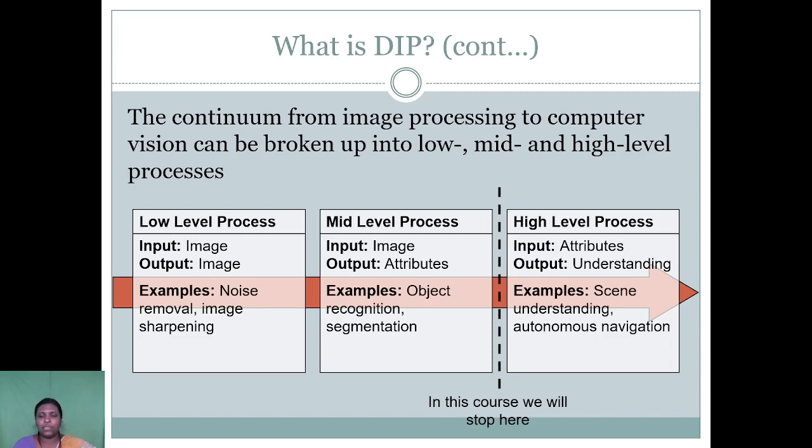And the third one is the high-level process. Here the input is attributes and the output is understanding. Here you have scene understanding or autonomous navigation. In navigation, you use this high-level process. In this course, we will stop short of the high-level process. Here, you will have the low-level and mid-level image processing techniques, and before the high-level process also, we use the same processing techniques.